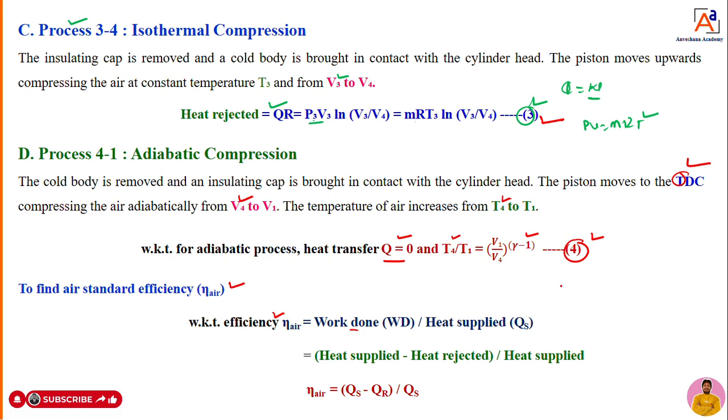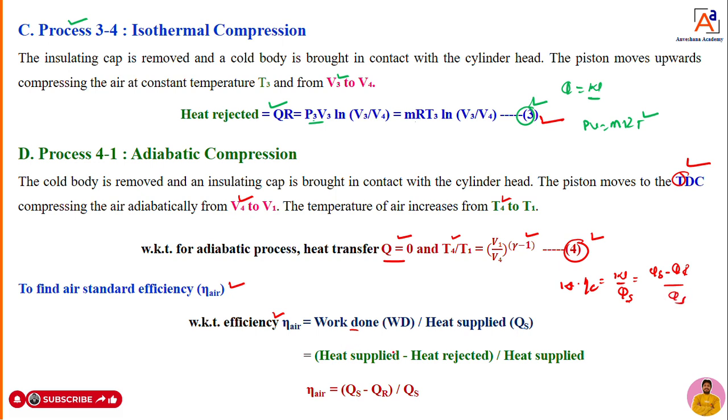How to calculate the work done? We know already, the efficiency of a Carnot engine is generally work done divided by heat supplied. Heat supplied, you can take it as QS. So what is work done? That also you know. Work done is equal to the amount of heat supplied minus the amount of heat rejected, divided by the amount of heat supplied.